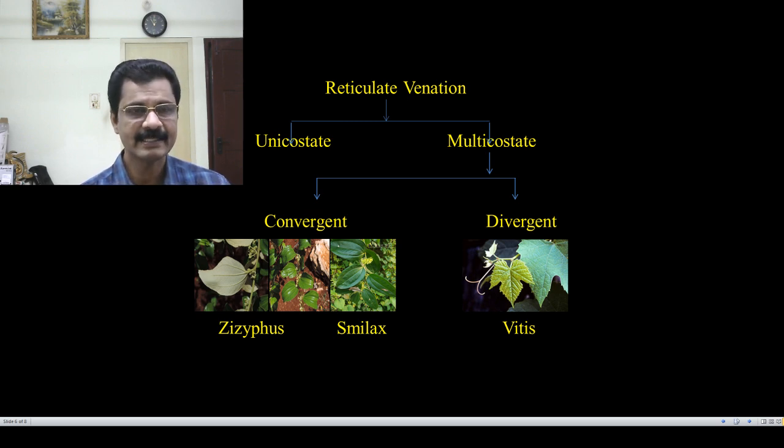Reticulate means netted. Endoplasmic reticulum: the endoplasm is seen in network fashion, net-like fashion. That is called reticulate. Reticulate means netted. These reticulate venations are of two types, unicostate reticulate venation and multicostate reticulate venation. Unicostate: only one main vein, only one midrib. In multicostate, you can see several main veins. And that is of two types, convergent type, which tends to move towards one point, and divergent type, which moves apart from one point. That is convergent type and divergent type of multicostate reticulate venation, right?